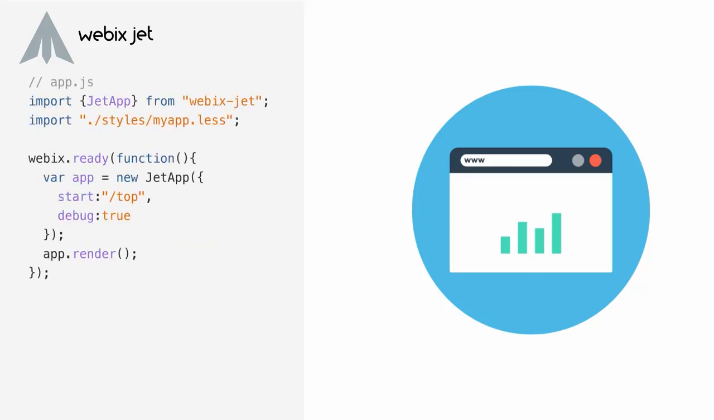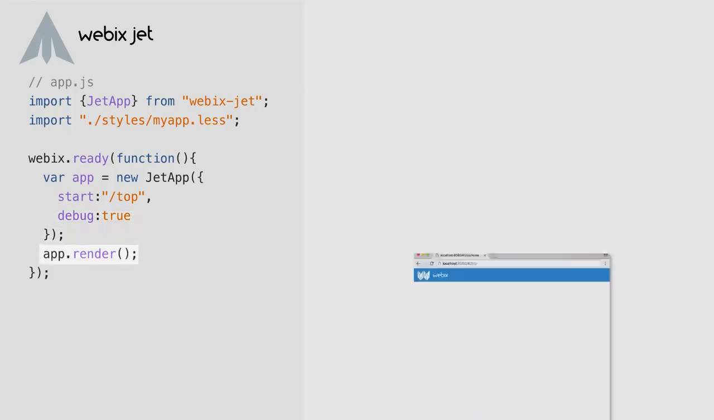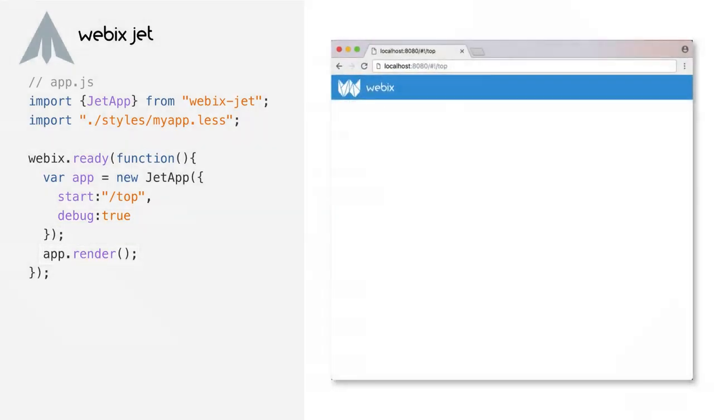An app is defined as an instance of the JetApp class. Let's import the JetApp class and styles. The style sheet has CSS rules for the logo. When initializing the app, you must set up its configuration. For example, you need to set the start URL of the app. On the development stage, it's good to enable the debug mode for logging messages to console. The app is ready. Now you need to render it.